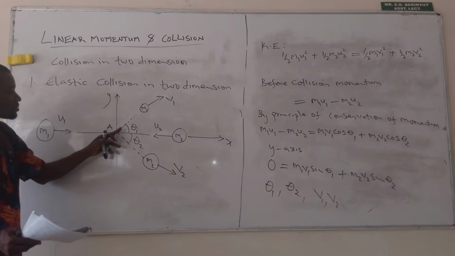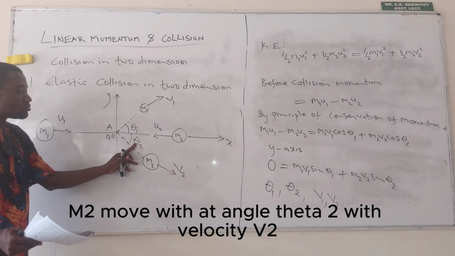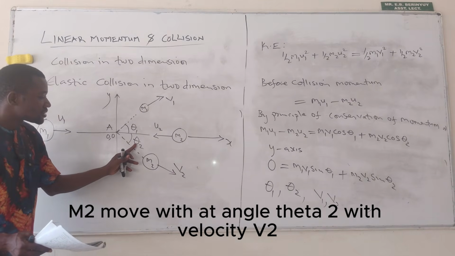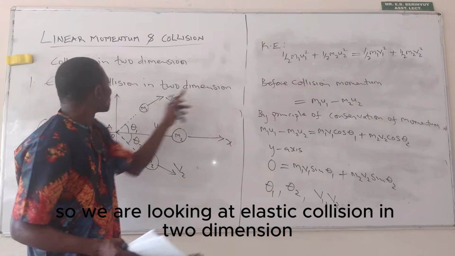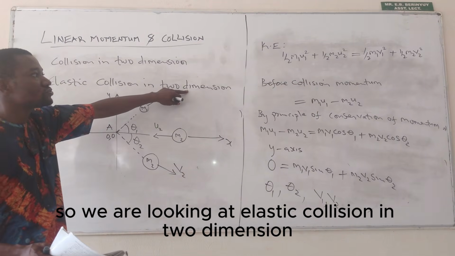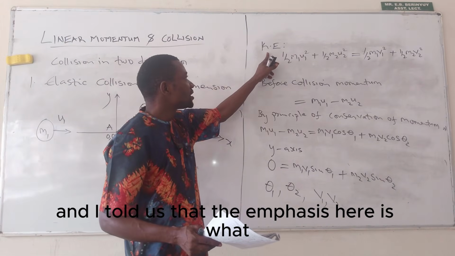After the collision, m1 moves at an angle theta 1 with velocity v1. m2 moves at an angle theta 2 with velocity v2. So we are looking at elastic collision in two dimensions. And I told us that the emphasis here is what?